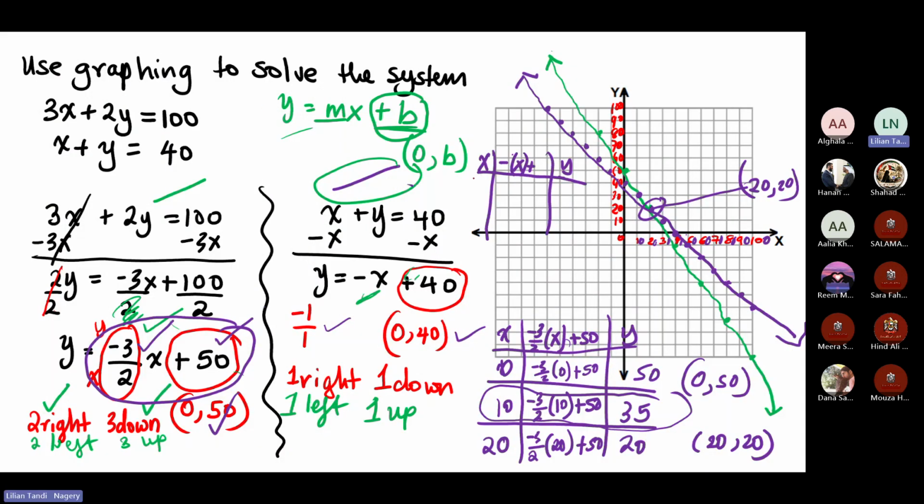Okay, so the equation says negative x plus 40. So then you're going to do the same thing. You can do 0, 20, 40. Okay, negative parenthesis 0 plus 40 becomes 40. Negative 20 plus 40 becomes 20. Negative 40 plus 40 becomes 0. Your 3 points are (0, 40), (20, 20), and (40, 0). And you place them on your graph. And you draw your line, which is now this purple line. This jadwal is for the green line. This jadwal is for the purple line.